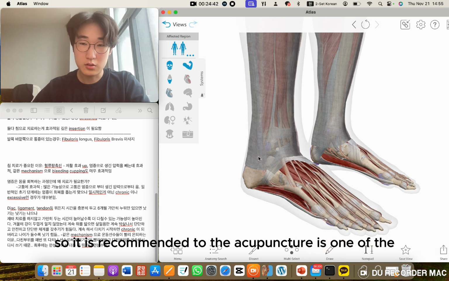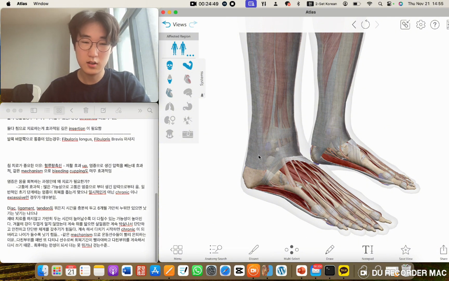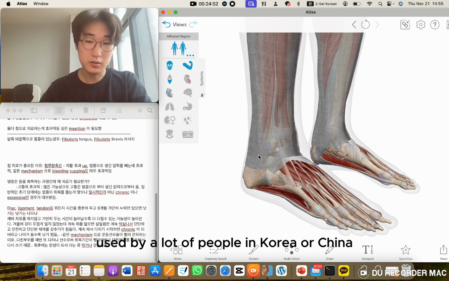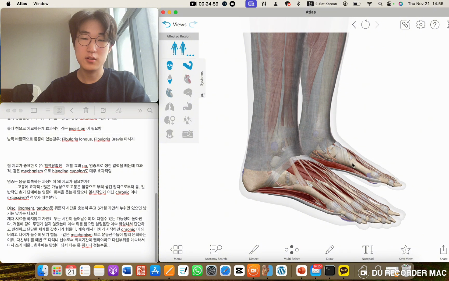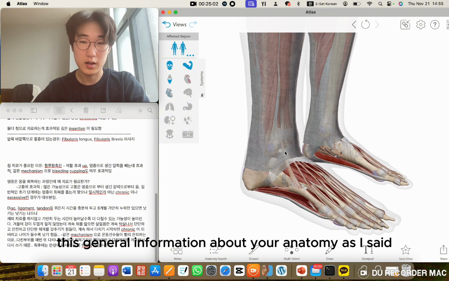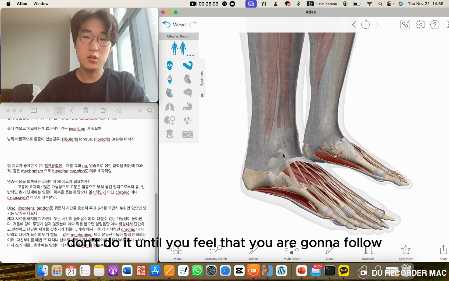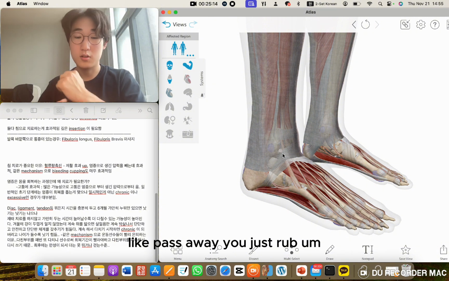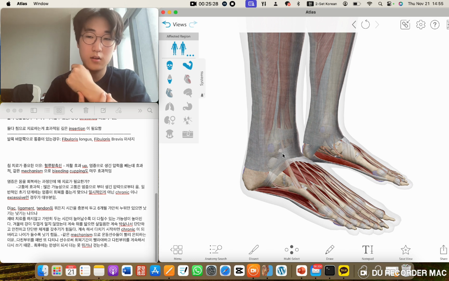So it is recommended. Acupuncture is one of the most effective treatments. It is actually used by a lot of people in Korea and China. So I hope this general information about your anatomy helps. As I said, please use friction massage. Even if there is pain, don't do it until you feel that you are going to pass away. You just rub until it's warm, and that's good enough.